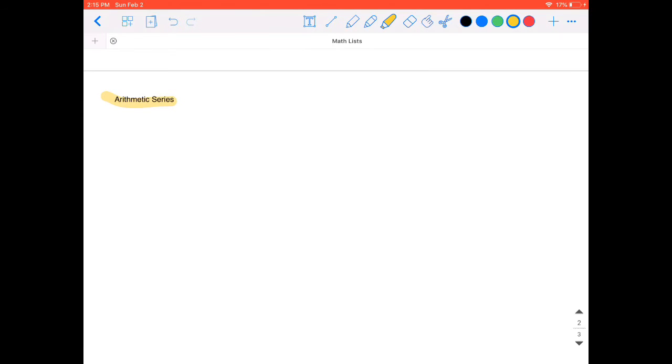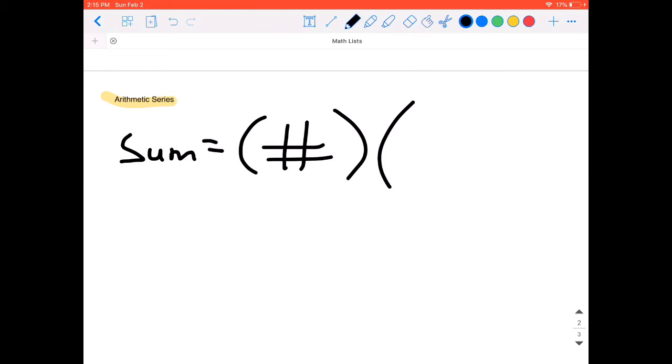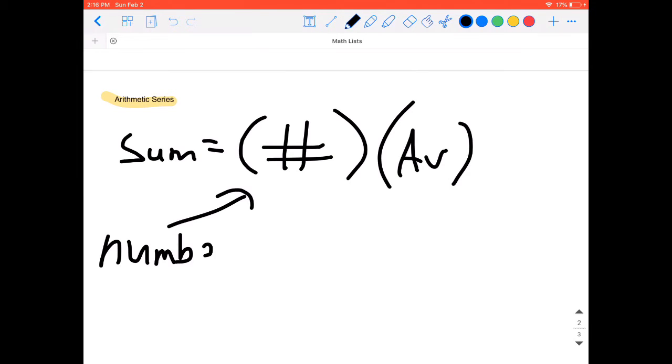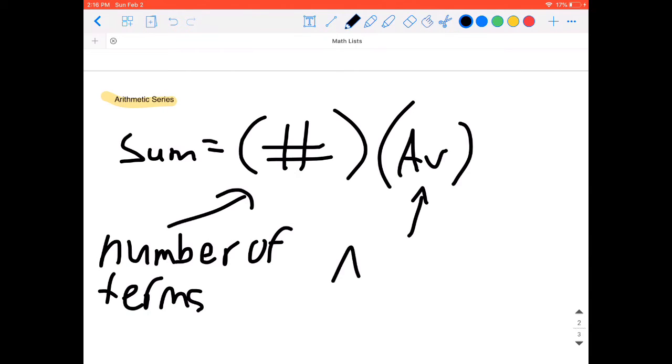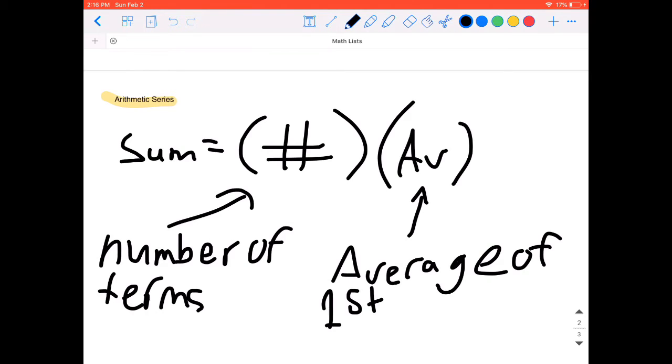And there are a few important things. So the first important thing is the sum is the number of terms times the average. So that's the number of terms, and this is the average of first and last.